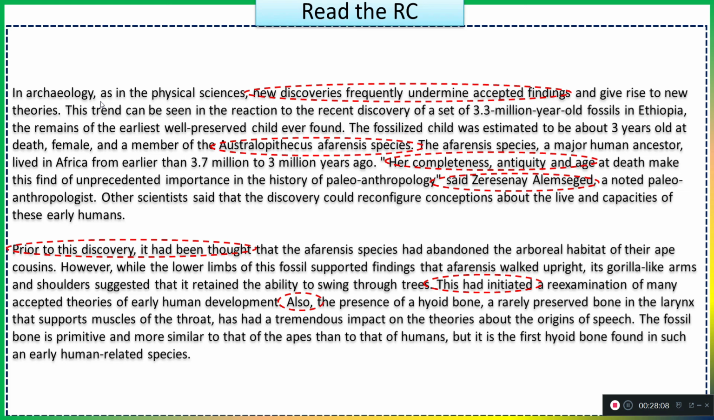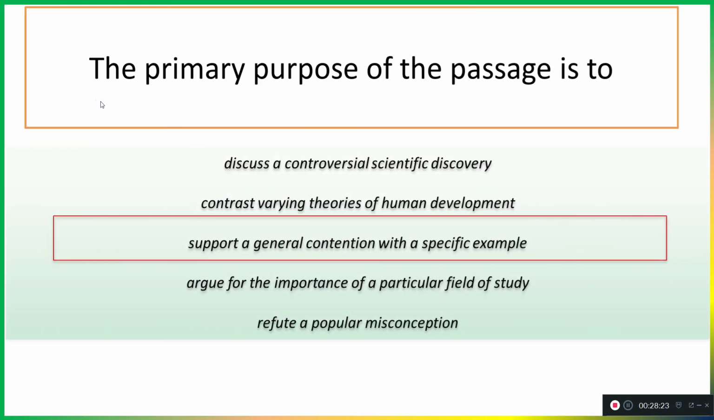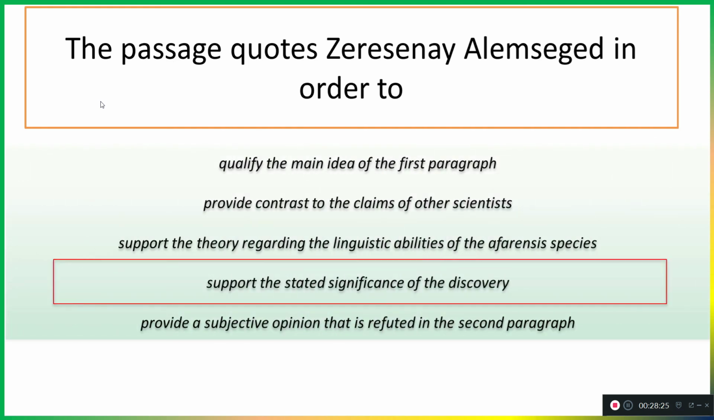He says that her completeness, antiquity, and age at death make this find of unprecedented importance in the history of paleoanthropology. Why is he saying that? He is saying this because he wants to support the stated significance of the discovery. He wants to re-emphasize that this discovery is highly significant. Why? He gave an answer to that. He gave an answer to support it.